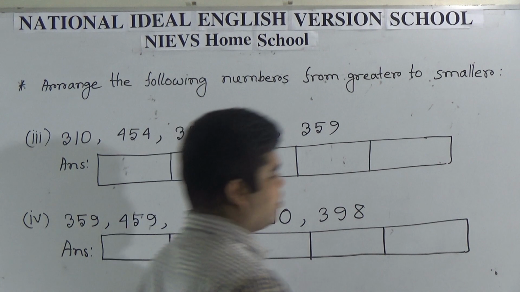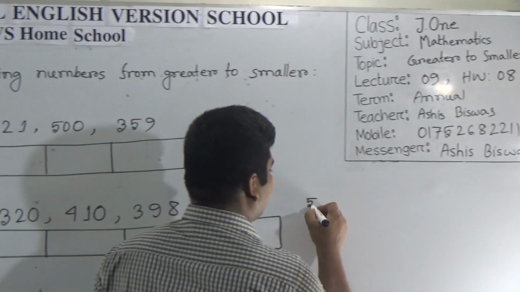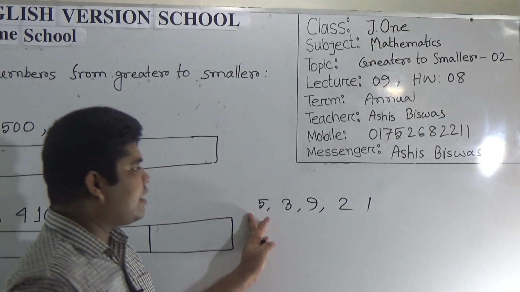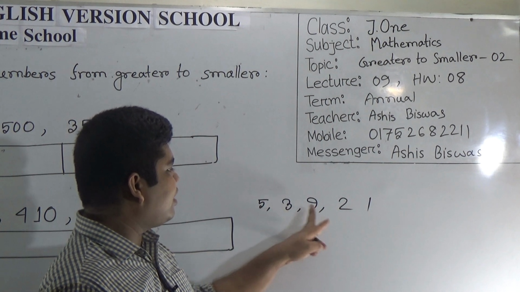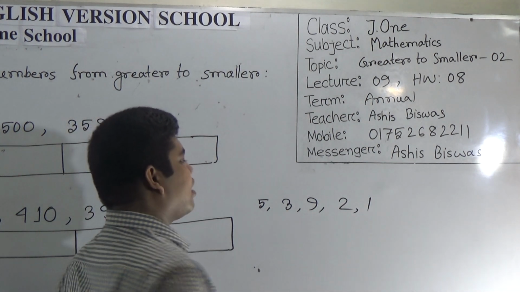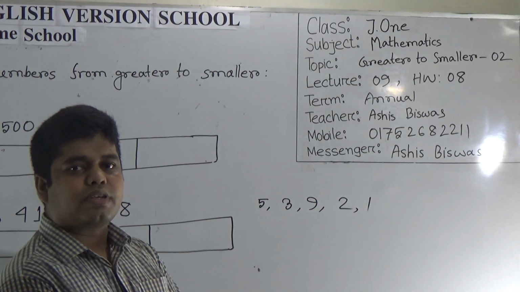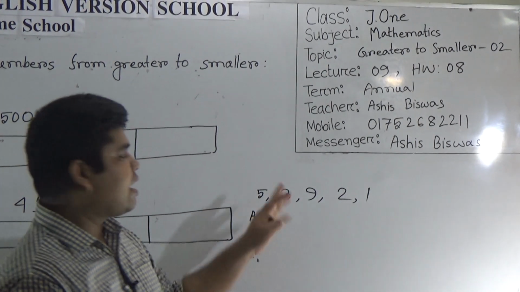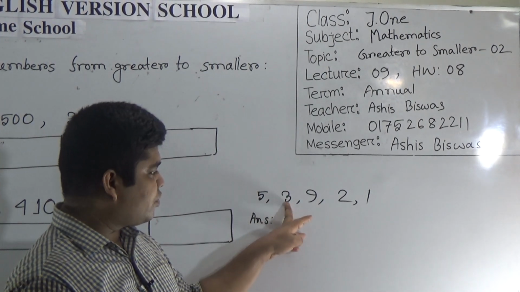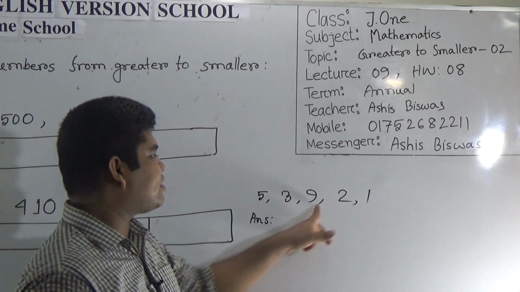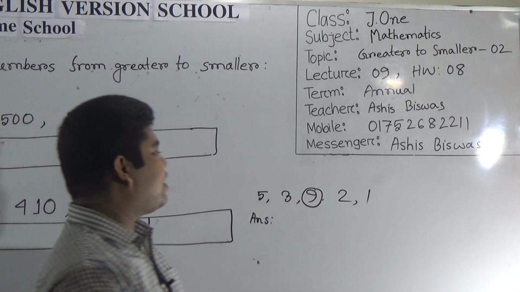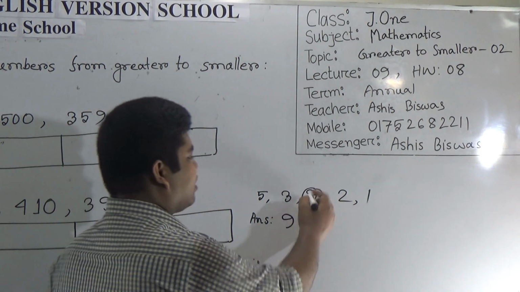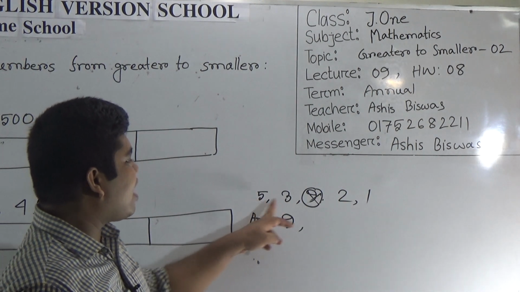Now we repeat again. Suppose there are 5 numbers. They are 5, 3, 9, 2 and 1. So we arrange the numbers in descending order. At first we find out which number is greatest among these 5 numbers. Notice 5, 3, 9, 2, 1. So we notice 9 is the largest number. So at first we write 9. Okay, 9 done. And left 5, 3, 2, 1.